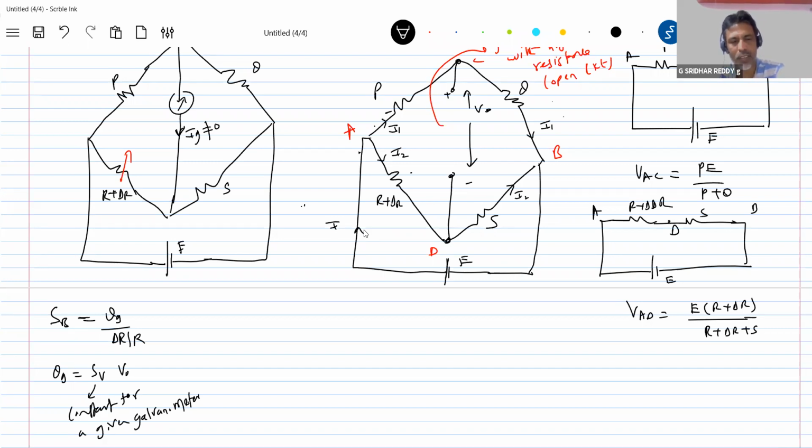This SB is a constant, okay, let's not bother. This V naught is what I should calculate. And what is delta R by R? That has to be determined. So how to calculate V naught? I know the drops VAC and VAD.